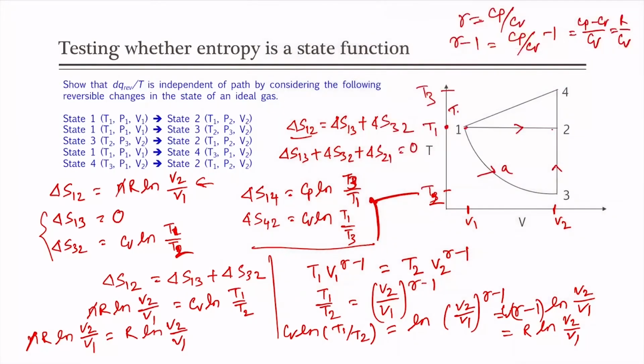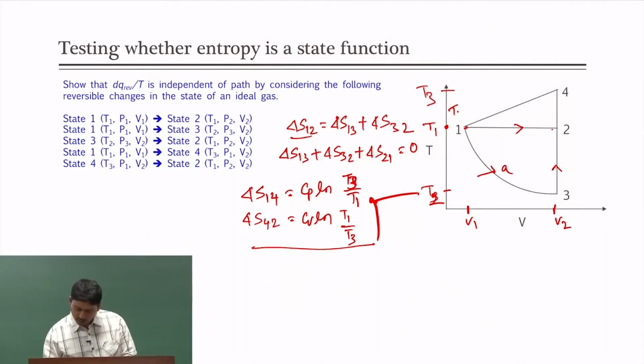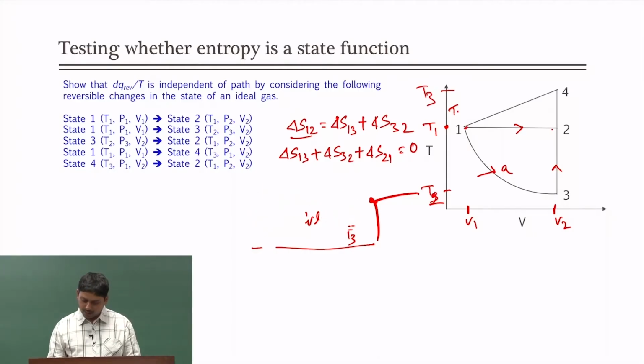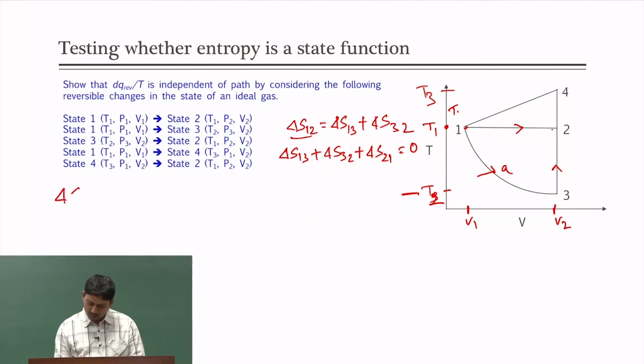Now we are going to erase this and show the other relation, for 1,4 and 4,2. The other relation says that delta S14, going by this path, plus delta S42 is equal to delta S12.